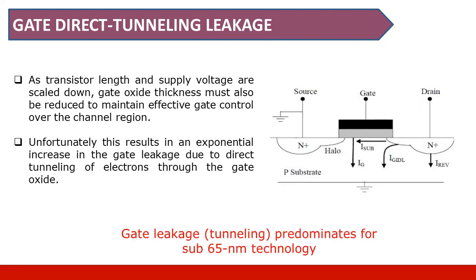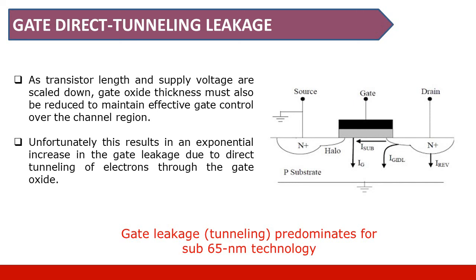Now coming to the next, that is gate direct tunneling leakage. As we scale the transistor, meaning we shrink the transistor length and also reduce the supply voltage as the effect of scaling, what happens to the gate oxide? Its thickness is also reduced. Why is this happening? So that the gate will have better control over the channel region.